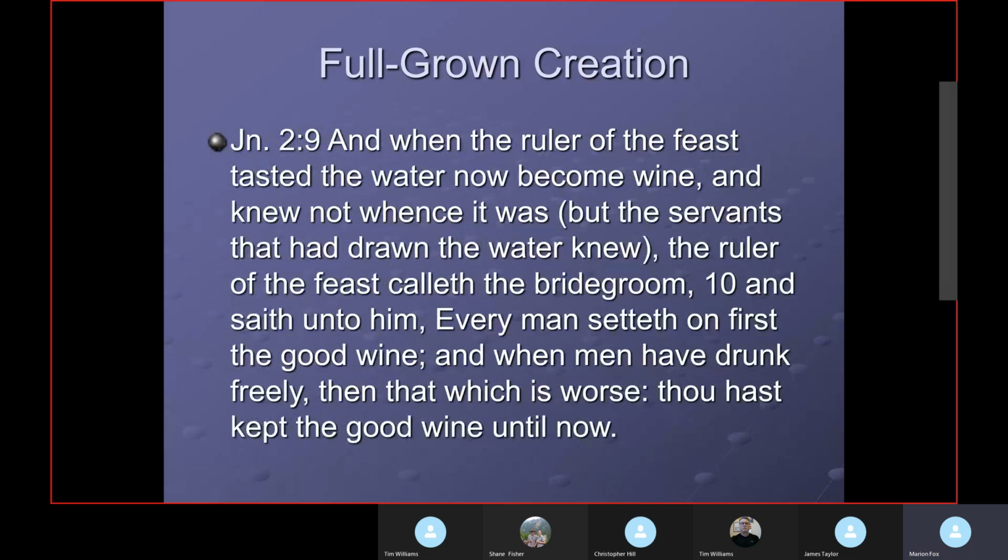When the ruler of the feast had tasted the water now become wine, and knew not whence it was, but the servants that had drawn the water knew, the ruler of the feast called the bridegroom and said unto him, Every man setteth forth the good wine first, and when men have drunk freely, then that which is worse. But thou hast kept the good wine until now. So this that Jesus created, of course, was far better than anything that had grown.